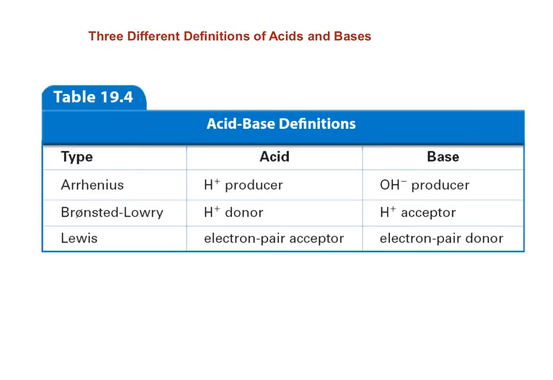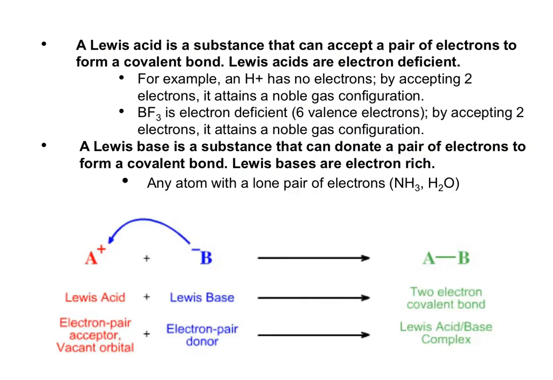So in table form, here's what I just kind of went over, the 3 different definitions. So you should definitely be familiar with all of these definitions for hopefully an easy multiple choice question about them. So let's go over exactly what the definition of a Lewis acid and base mean. What are they talking about?